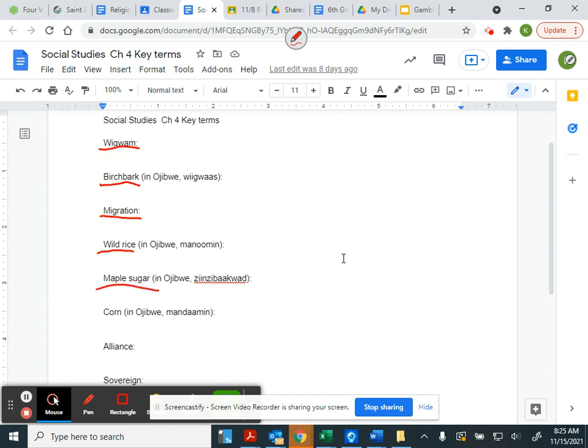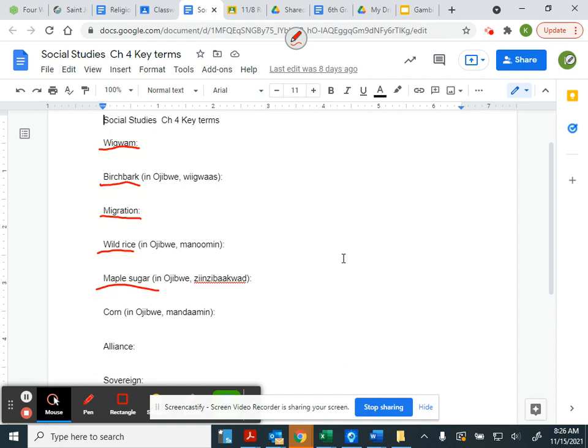Maple sugar. Maddie. Sweet substance made by boiling sap from the maple tree. Yeah, they take the sap from the maple tree and they boil it down, and they get that sweet substance. They can get the sugar from it. You can use that to make maple syrup. So it all comes from the sap of the tree.